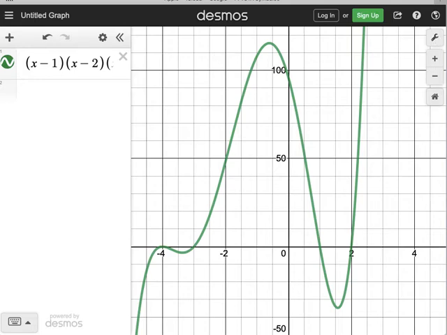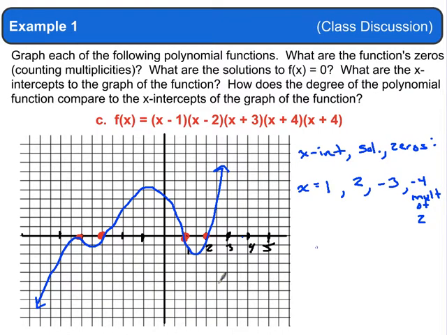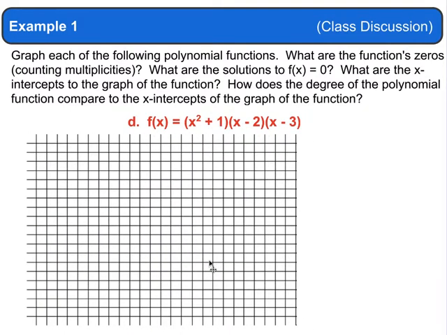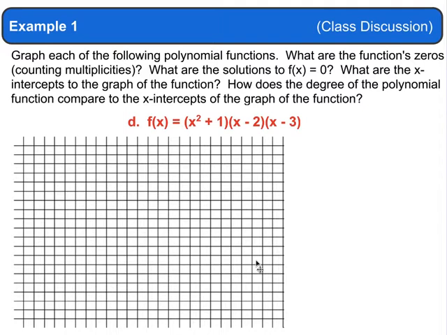So one more for example 1, letter D. They give us this one, and so my solutions, right, my solutions, x-intercepts, zeros, is going to be x equals 2 and 3.